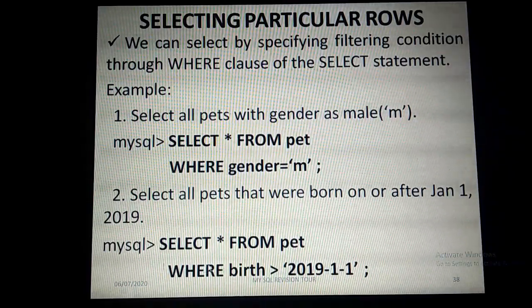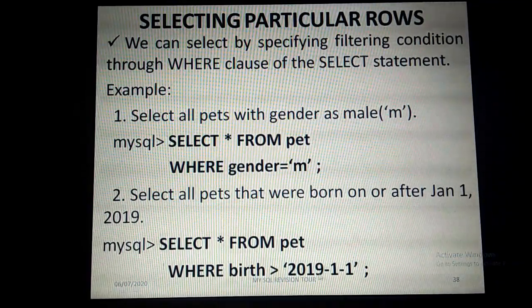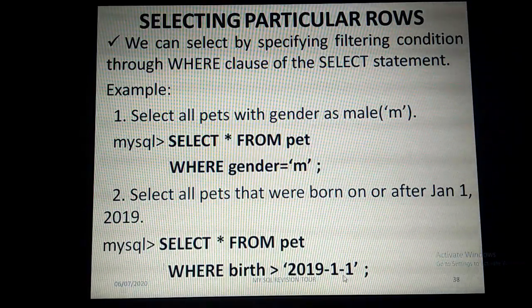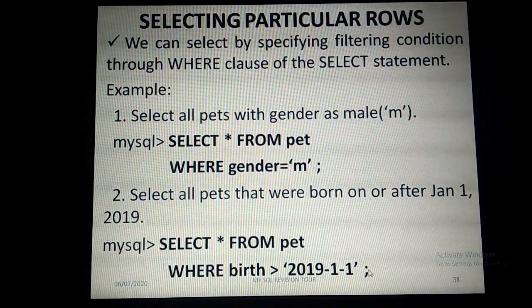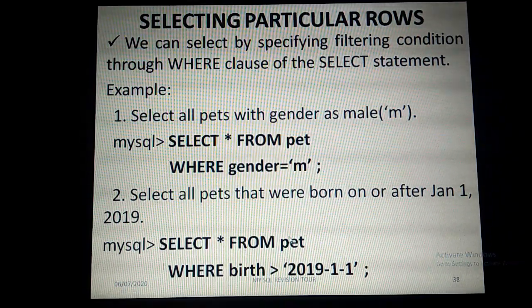So in the where clause we need to give birth greater than 2019, year, month, date, like that. You need to give the format within single quotes and at the end a semicolon. So here also all the pets only. So star we are using, select star from which table, pet.